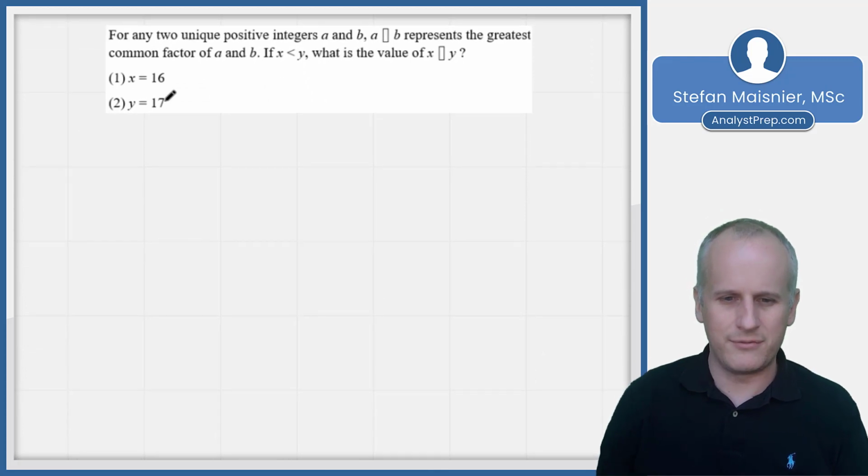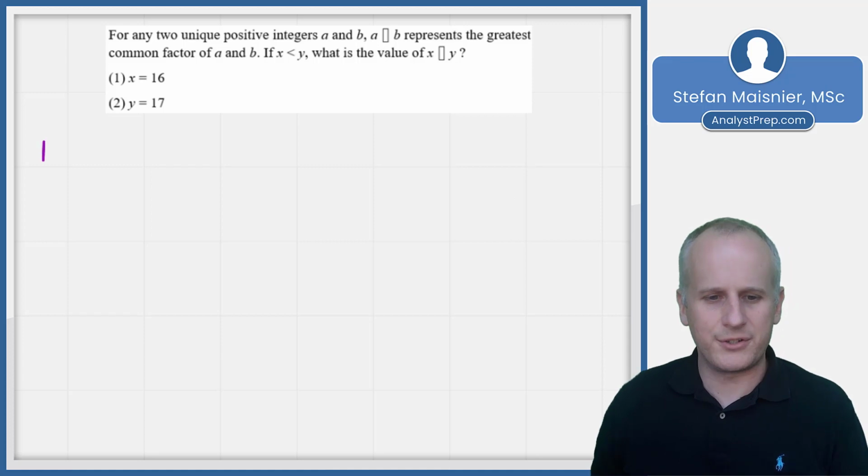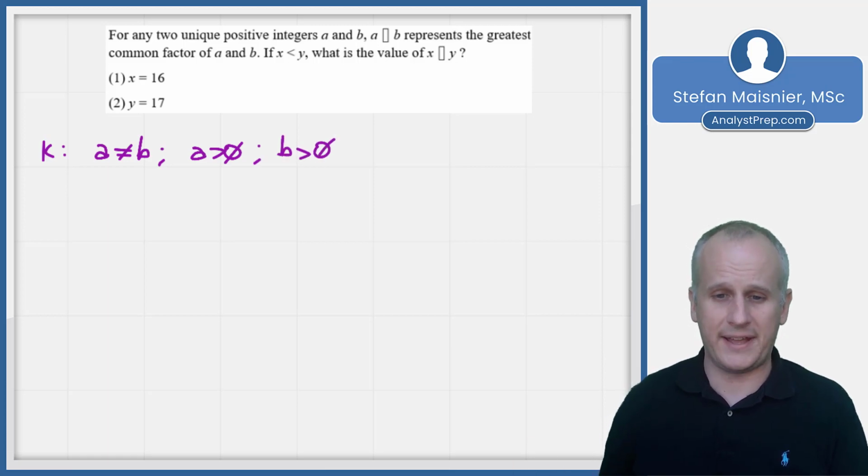So we've got a weird symbol here, and we start with what we know. We know that for any two unique positive integers, A and B. Okay, so A does not equal B because they're unique, and we know that A is greater than 0 and B is greater than 0. Take notes on all of the facets.